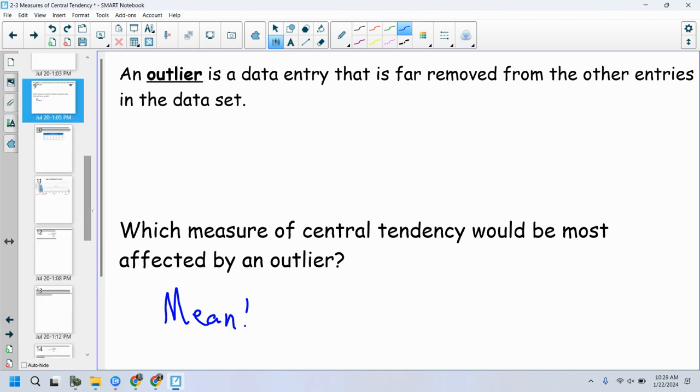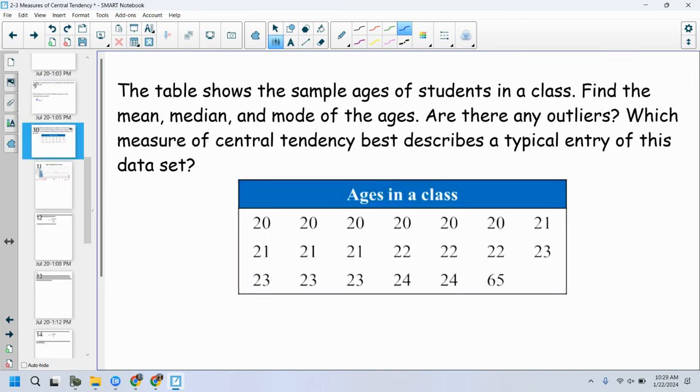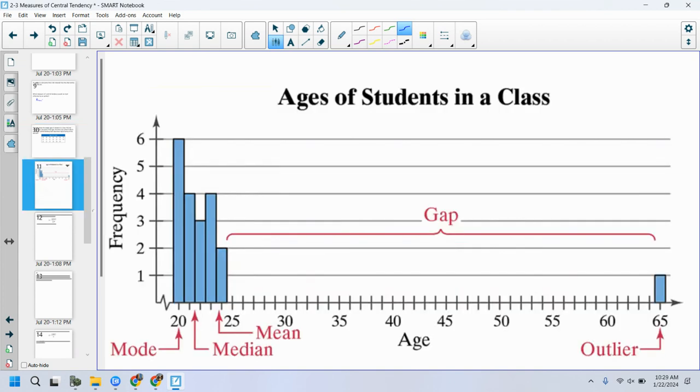Okay. What's this here? Table shows sample ages of students in class. Find the mean, median, mode of the ages. Are there any outliers? Which measure best describes the table order? Do we need to do this? Do we need to do that? Mean, median, mode again? I don't think so. Oh, I think it was just talking about an outlier again.